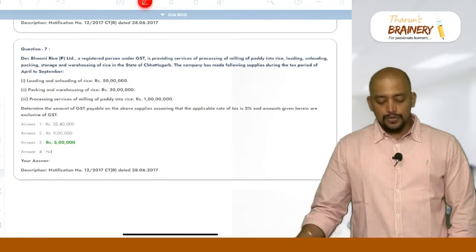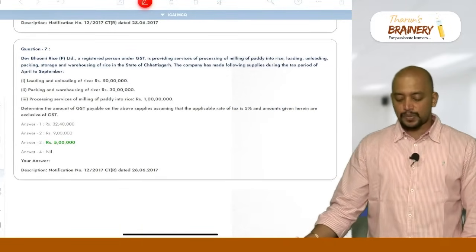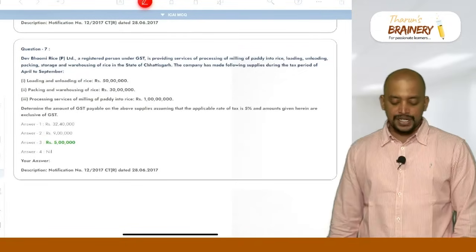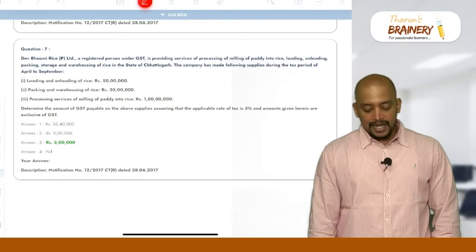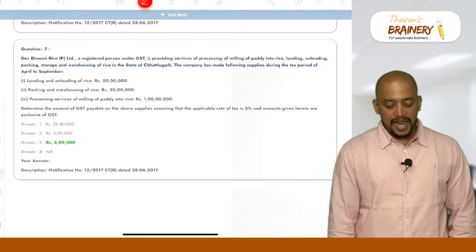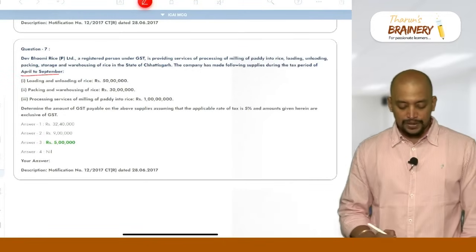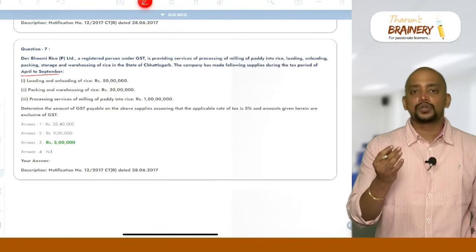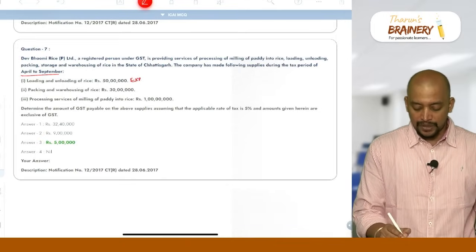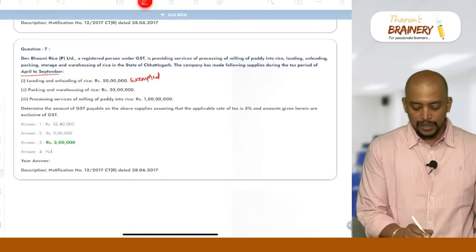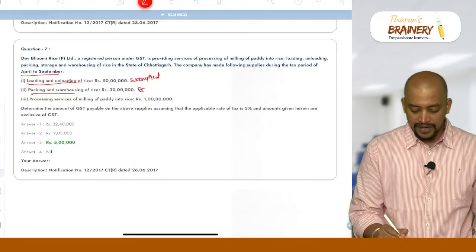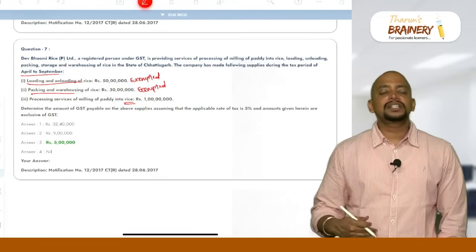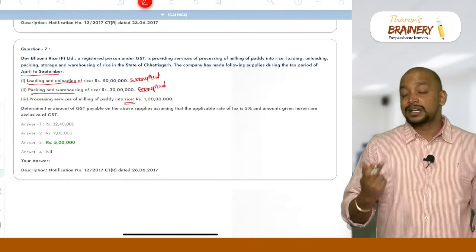Then question number 7. Devbhoomi Rice Private Limited, a registered person under GST, is providing service of processing or milling of paddy into rice, loading, unloading, packing, storage and warehousing of rice in the state of Chhattisgarh. The company has made the following supplies during the tax period of April to September. Loading and unloading of rice. So, in relation to rice, loading, unloading, packing, storage of rice is exempted. Only 4 activities in relation to rice are exempted: loading, unloading, packing and storage of rice. But processing, servicing or milling of paddy into rice. See, job work in relation to agricultural produce is exempted. But rice is not an agricultural produce.